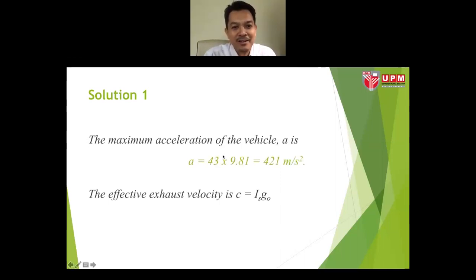It's not, right? You have 43. What is the value of 43 just now? Thrust to weight ratio of final. Yes, so times the gravitational acceleration, and you will get the maximum acceleration possible for the rocket missile. The unit is meter per square second.